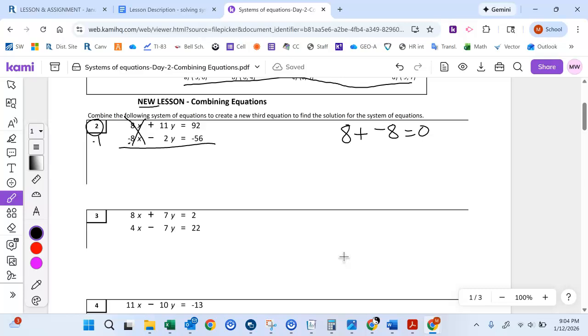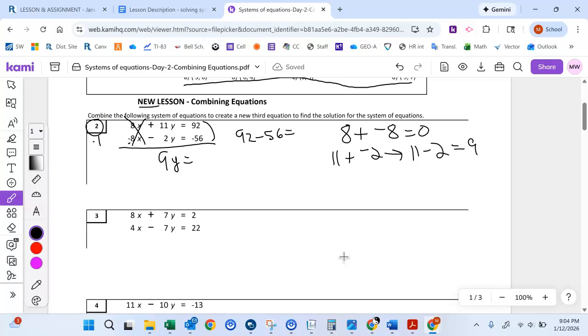But then when we go 11y minus 2, that's the same as 11 plus negative 2, which is really the same as 11 minus 2. So you can treat it like that. That would equal 9, so these y's would be 9y, and then we're going to add the 92 and the 56. But the 56 is negative, so it would be 92 minus 56.